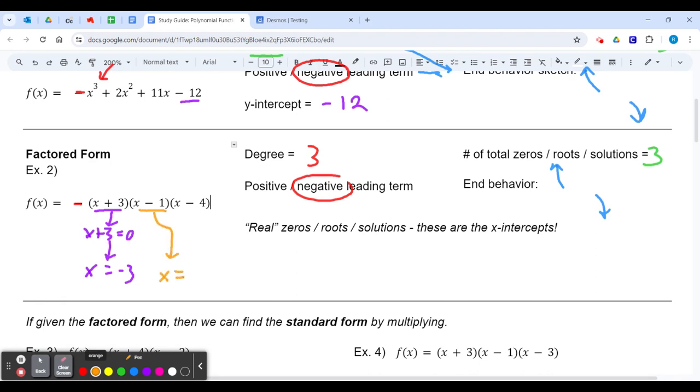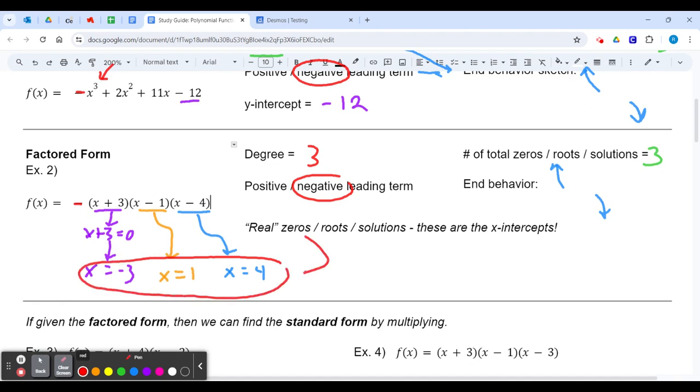That means I have a 0 at x equals positive 1. And lastly, if I have a factor of x minus 4, we have a 0 at x equals positive 4. These are our real zeros here that we can find from our equation, and that is our x-intercepts.